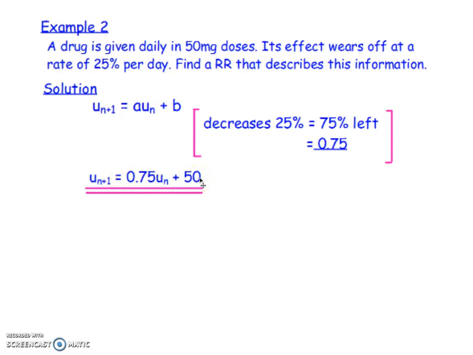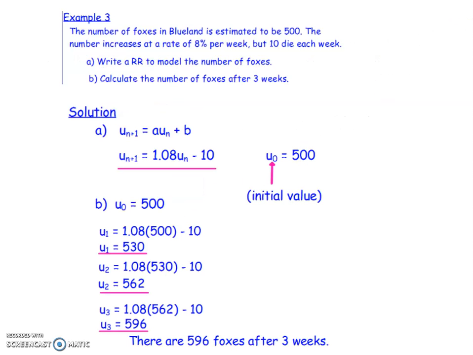So if you wanted to work out how much of the drug is in your system the next day, you are multiplying how much you had on this day by 0.75, and then you're adding on the 50 that's going to be given to you the next day. And that is how you define that recurrence relation. Let's look at example 3 to finish off.